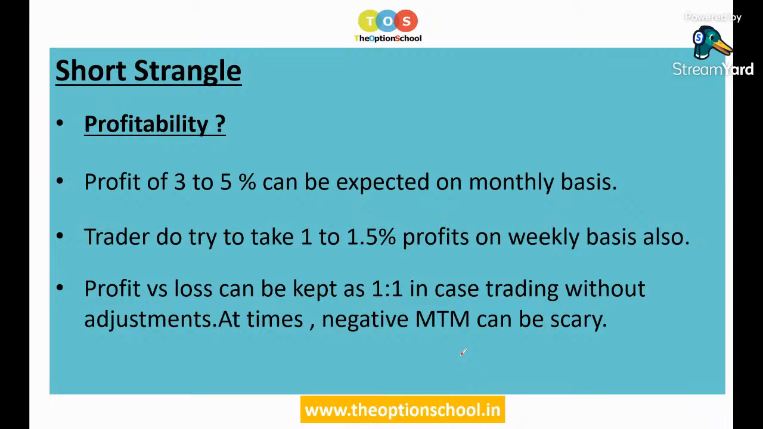Now, the profit versus loss ratio should be kept as 1 is to 1. So if you're doing a monthly trade and expecting to make 5% profit, you should always be ready for a 3 to 4% loss also. So 1 is to 1 means whatever kind of profit I'm expecting, that kind of loss can also happen. Overall in a year, maybe 8 to 9 months you will book profit, and 2 to 3 months there can be a loss also. But the strategy can be good enough for 35 to 40% returns in a year, especially in stable markets. But only for those traders who know when to get out of the trade.